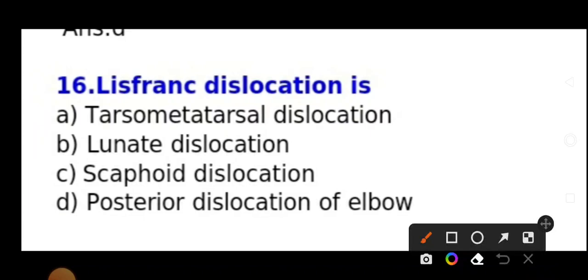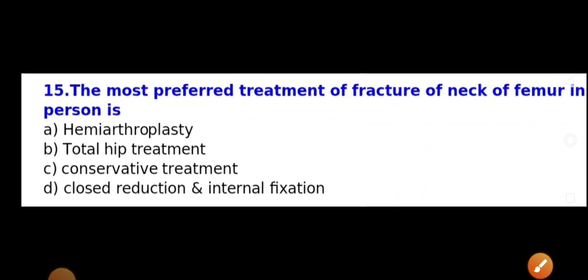Lisfranc dislocation is tarso-metatarsal dislocation, lunate dislocation, scaphoid dislocation, or posterior dislocation of elbow. So Lisfranc dislocation is tarso-metatarsal dislocation. Tarso-metatarsal dislocation. And here answer is closed reduction and internal fixation, guys.